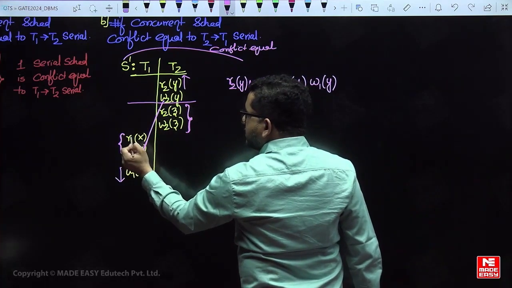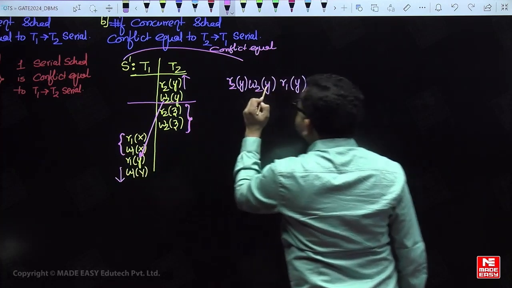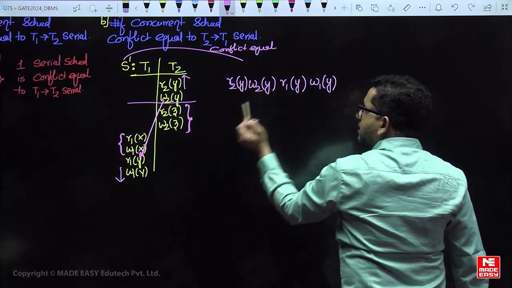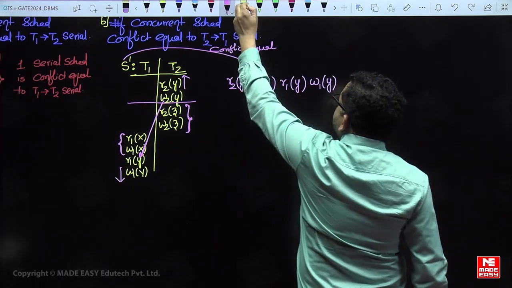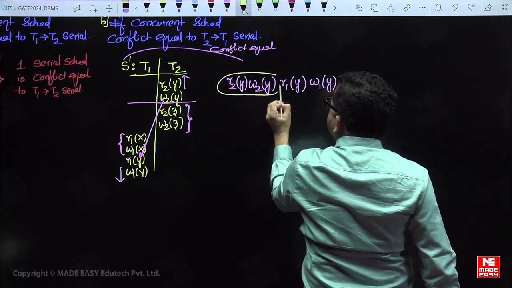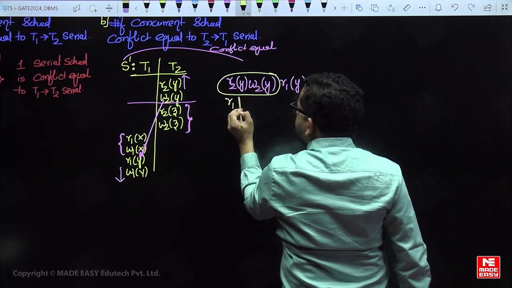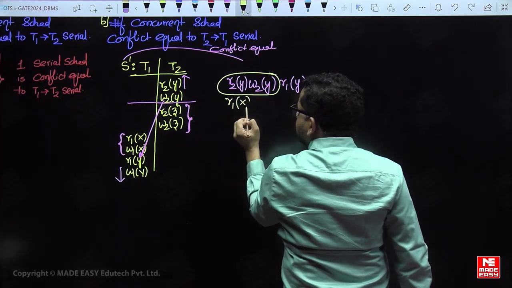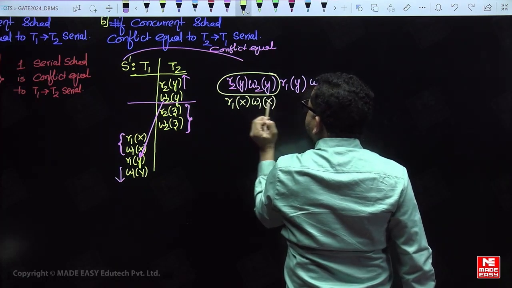Okay, if I take this R1X and W1X, these two operations can interleave with these two operations because operations of the same transaction must execute in the same order. Okay, so this R2Y and W2Y can be interleaved by R1X, W1X.